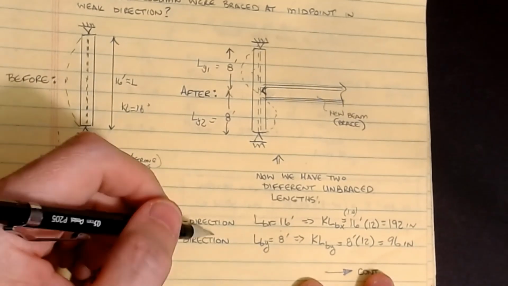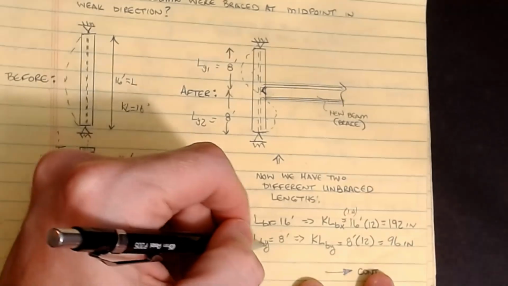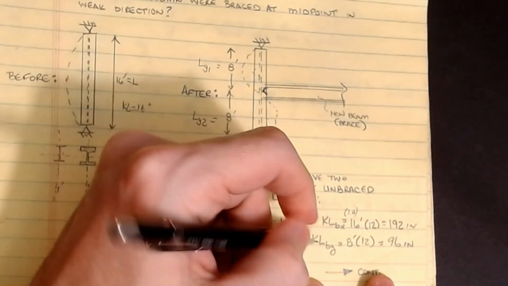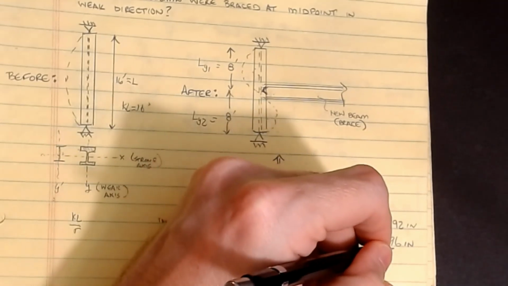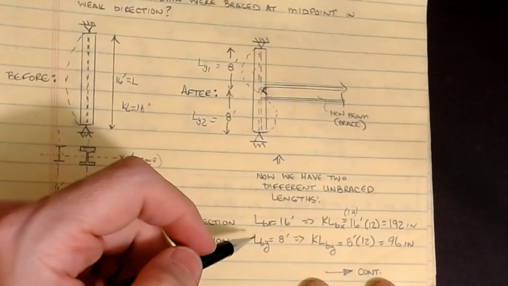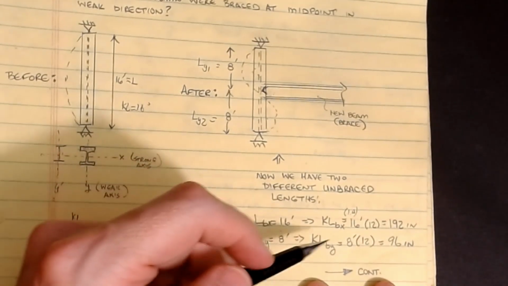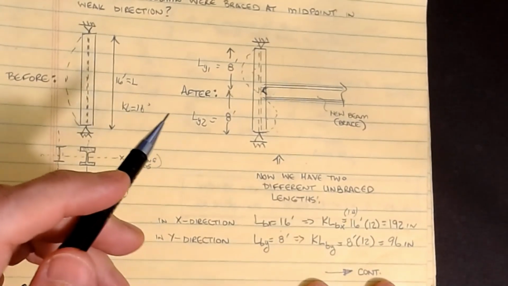Okay, in the Y direction, though, we now have, instead of 16 feet, it's 8 feet. And so my LBY is 8 feet. Okay, and if we look at KLBY, that 8 feet times 12 is equal to 96 inches. Okay, and so it's a much shorter column. And if you look at the AISC tables, a column at 96 inches or 8 feet is much stronger than a column that's at 16 feet.